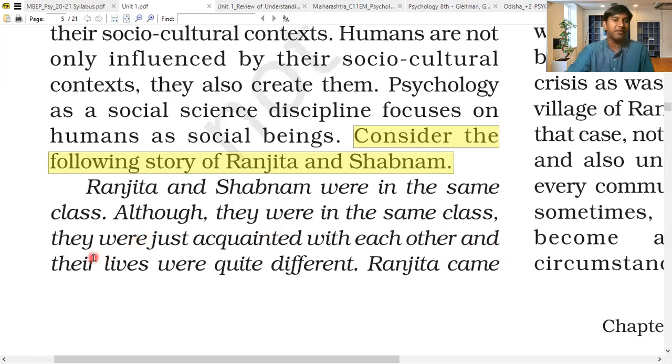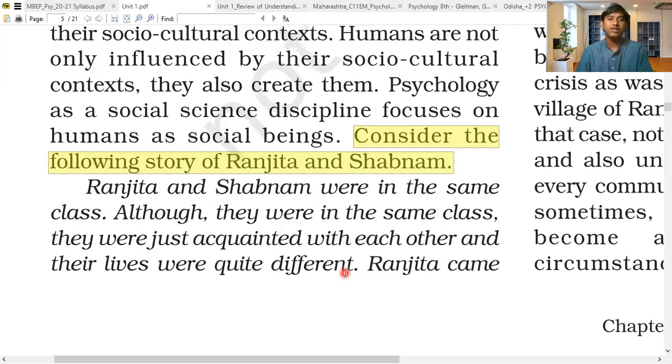Although they were in the same class, they were just acquainted with each other and their lives were quite different. Yes, right, there are many social conditions. Even North Indian conditions are different from South Indian conditions, and there will be some economic imbalances between families, like we can say poor, middle class, rich. These are the conditions, and even the employment opportunities vary. There will be government and non-government, private and public. There are some differences. These are the categories available.